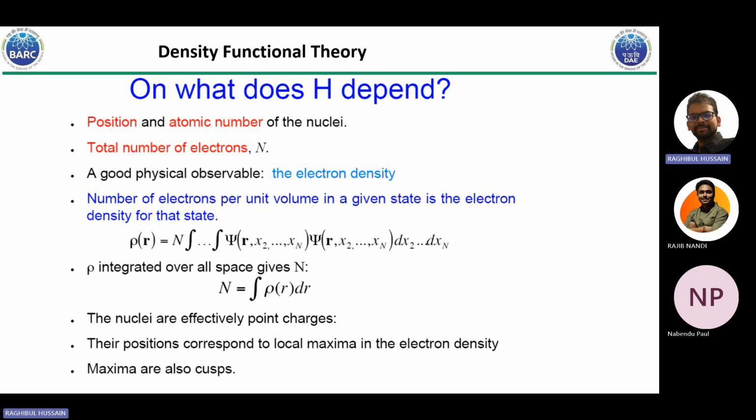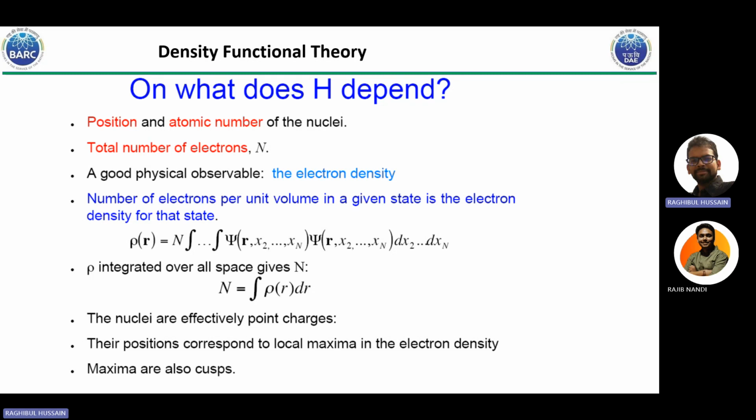Now, slowly I want to see how the density can replace the wave function. Replace in the sense that it is not a true replacement, but how it can work instead of psi. For that it has to satisfy some conditions. It has to be a function of position, and it has to be correlated with the atomic number and the total number of electrons. So finally we said that electron density can work for that, because if I integrate the electron density, I can get the total number of electrons.